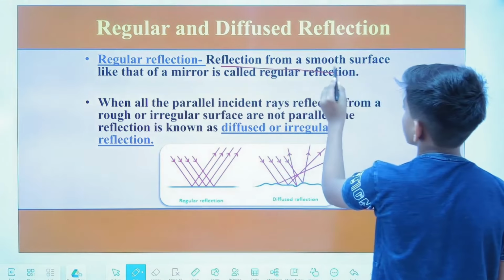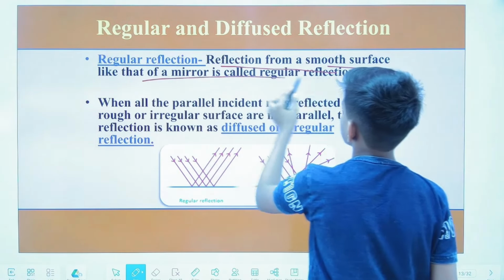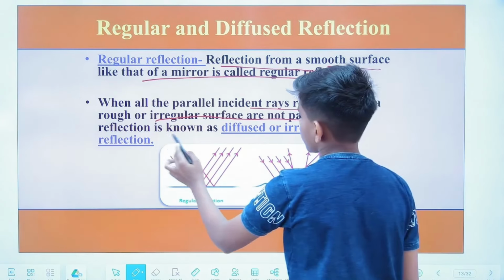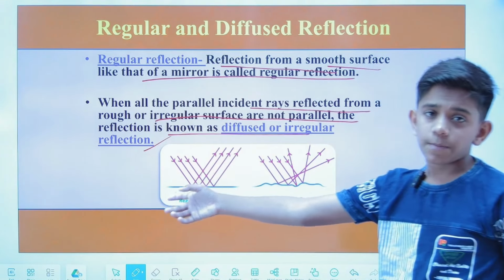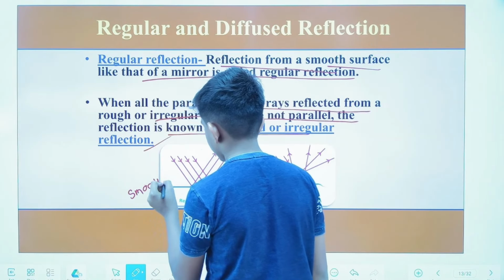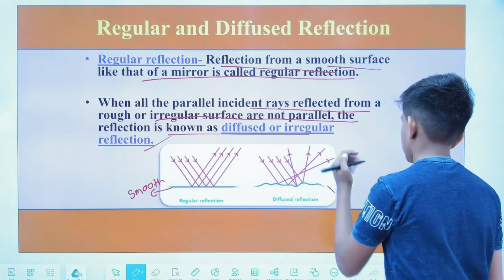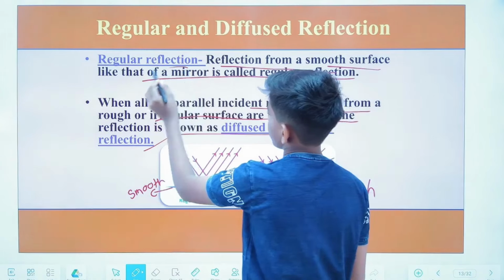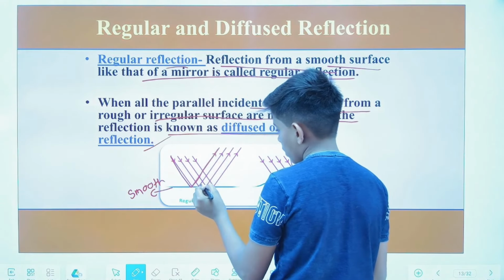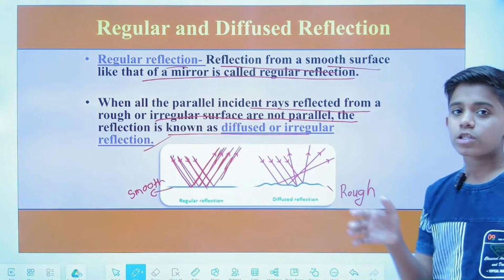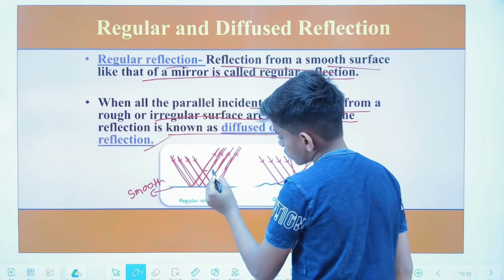Regular reflection: a reflection from a smooth surface, like that of a mirror, is called regular reflection. And when parallel incident lines reflect from a rough or irregular surface and are not parallel after reflection, the reflection is known as diffused reflection. The difference is simple. This is a smooth surface and this is a rough surface. In regular reflection, the incident rays are parallel and the reflected rays are parallel to each other, meaning the distance between them is the same.